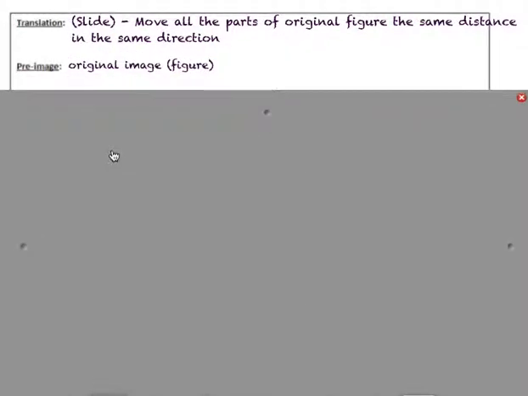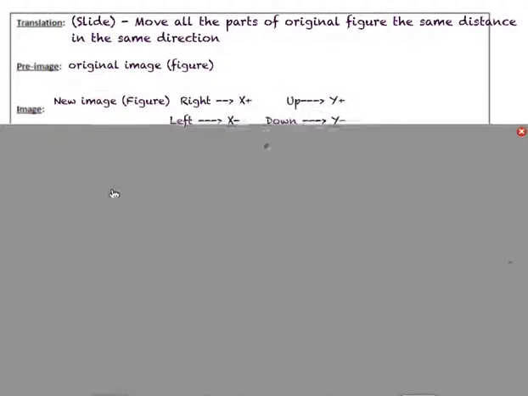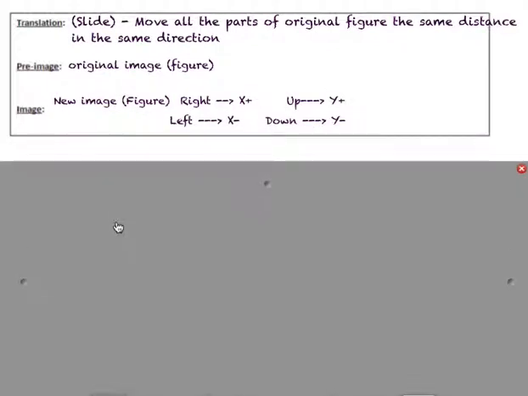Now let's take a look at a little bit of information about translation. A translation, or sometimes we call it a slide, is when we move all the parts of the original figure the same distance in the same direction. That's what gives that slide look, that we just kind of took it and pushed it along. So it needs to be the same distance and the same direction for each point. The pre-image is our original image or our original figure. Then our image is our new image or figure.